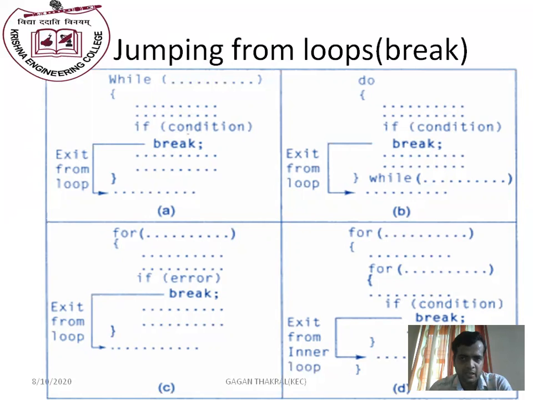In figure B, we again use it in the case of do while. If condition is true, then break, we will exit from the do while loop. In the case C, we are using break in for loop. In for loop, if the condition is true, then we are using break and it will exit from the loop. And in nested for loop, again in figure D we are using break to exit from the inner loop.